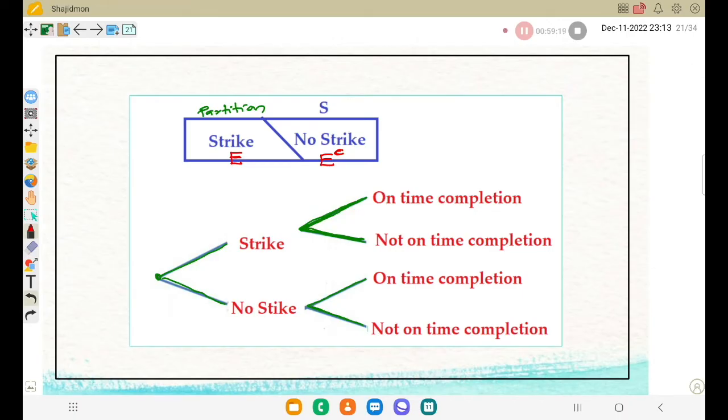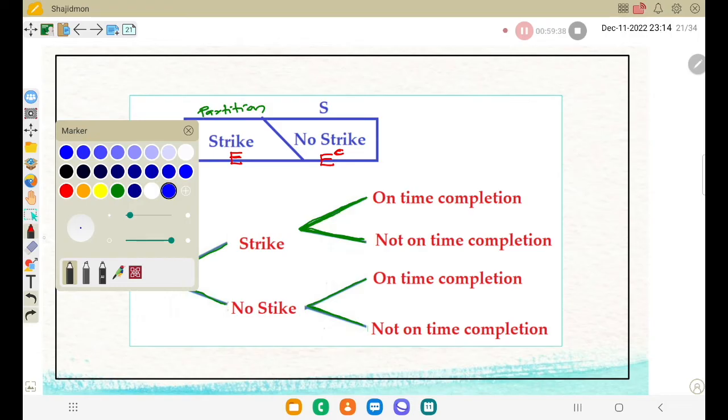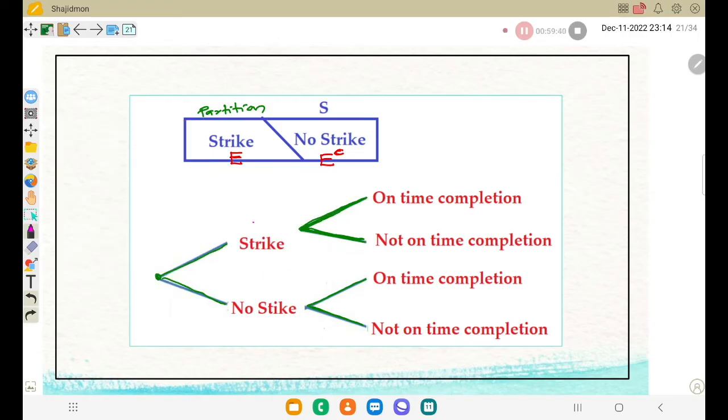Otherwise, if no means no, there we can take E1, E2, no problem. Why am I taking E and E complement here? Because strike, no strike. Strike we are taking E, and no strike means not in E, that means E complement. So the first partition we are taking like E letter. I can just mark here the E letter, and no strike we can represent by the E complement letter.